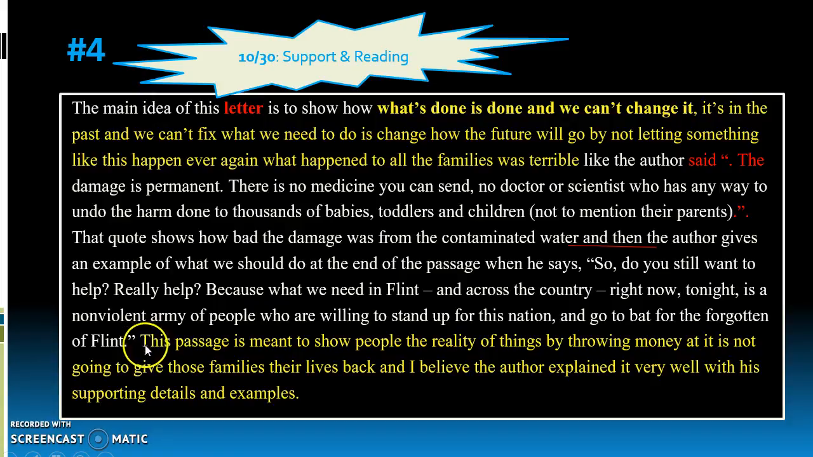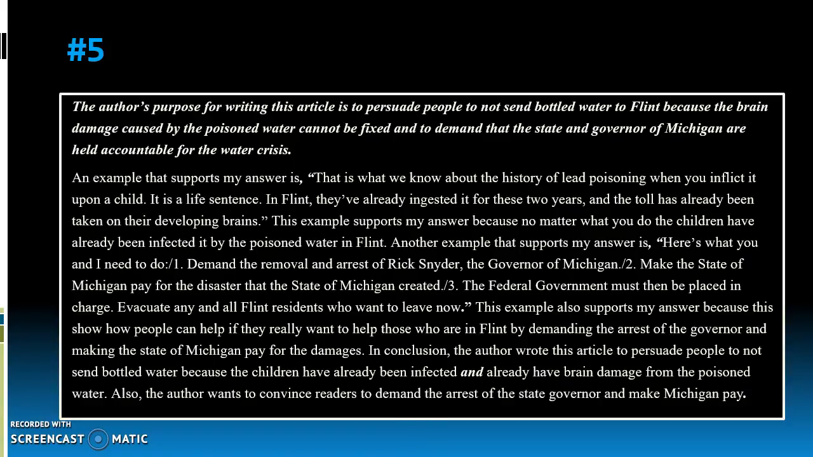And then you can see, down here in yellow, as the student goes on, the passage is meant to show people the reality of things by throwing money at it. It's not going to give those families their lives back, etc. So, a little commentary, some conclusions, some inferencing and explaining of what the author's doing, but not in a way that's really addressing the prompt. So there's some weakness here with the support, as well as with keeping the response tied directly to the prompt and within the text. Let's take a look at example number 5.